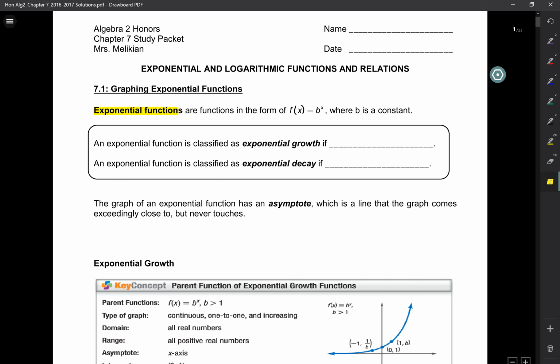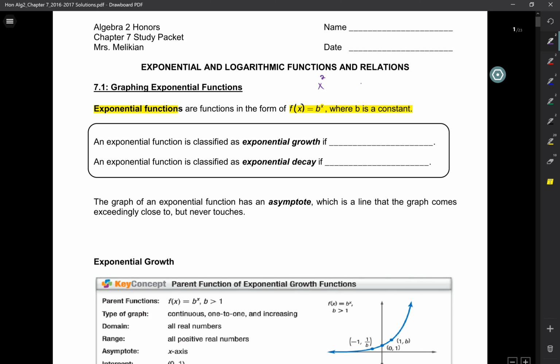They have the form f of x equals b to the x, where b is a constant. Until now, you're used to seeing a variable and a number for an exponent. Now we're going to change things around. The base is going to be the number, and the exponent is going to be the variable, right? So something like that is an exponential function.